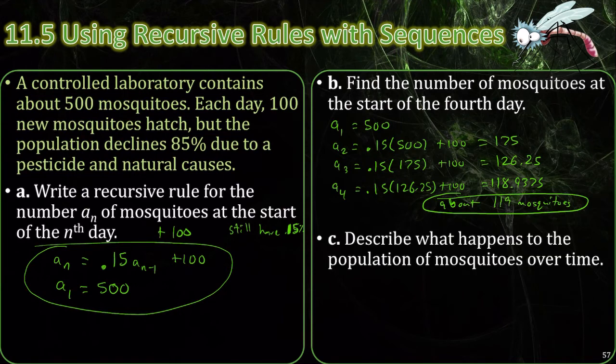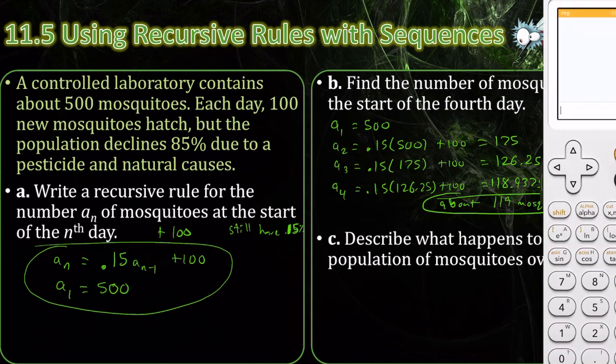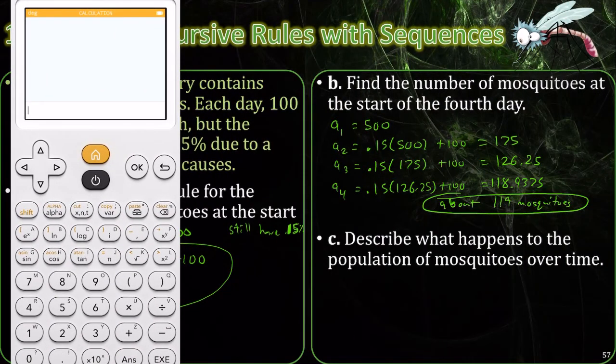So what happens to the population of mosquitoes over time? Well, we can pull out our calculator and we can put in our little formula. So we have 0.15 times the previous day. In this case, it's going to be 500 plus 100. So this should give me the A2. Now what I can do to find A3 is I go 0.15, but this time times the previous answer plus 100.